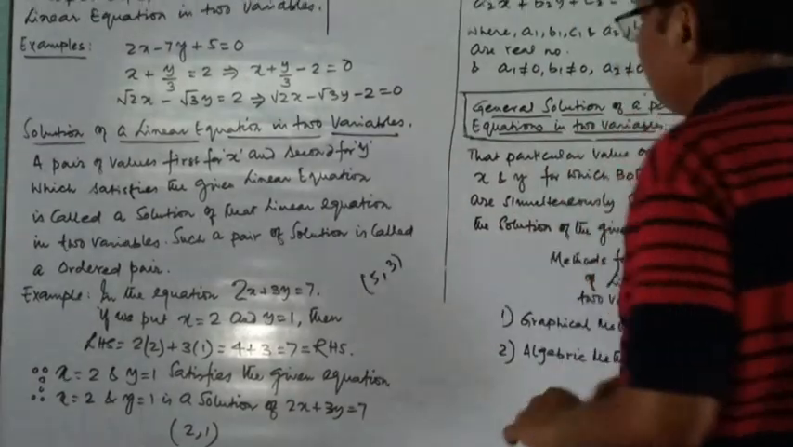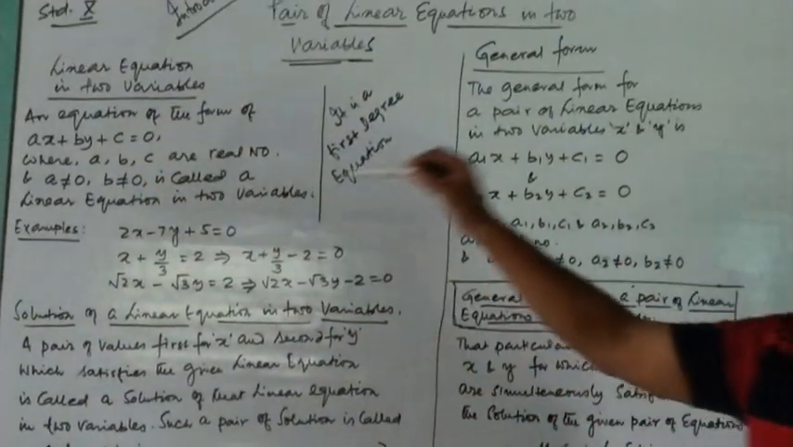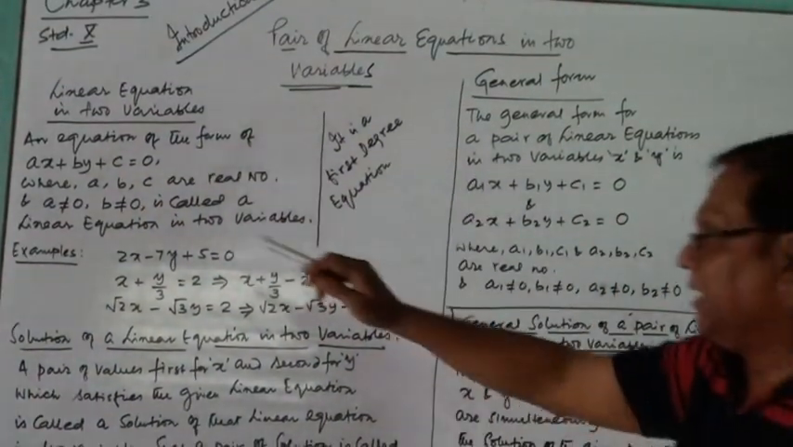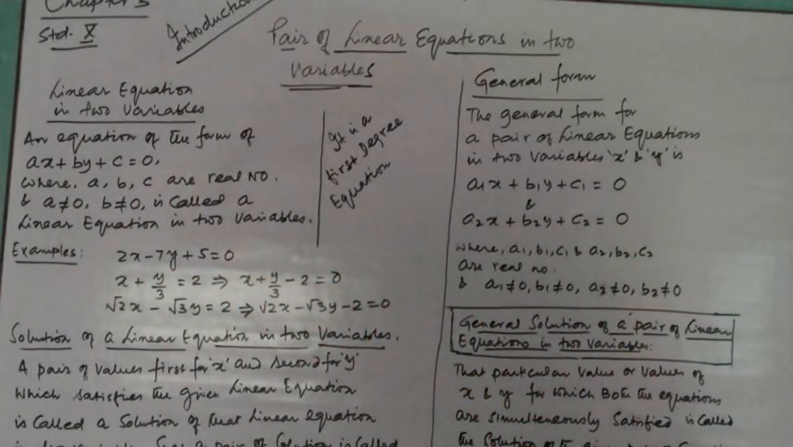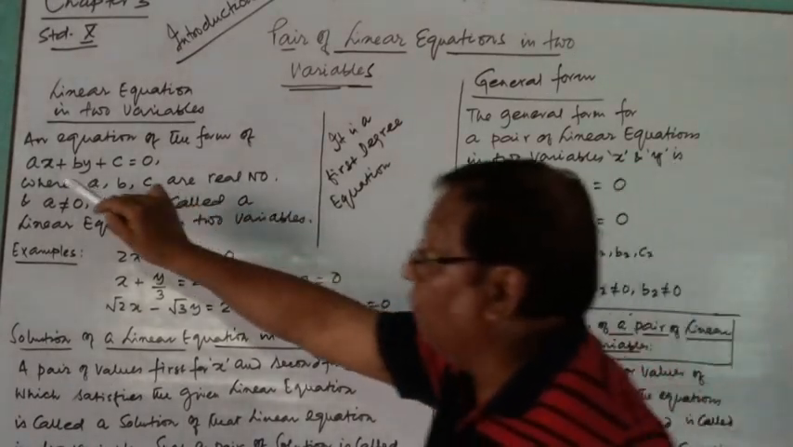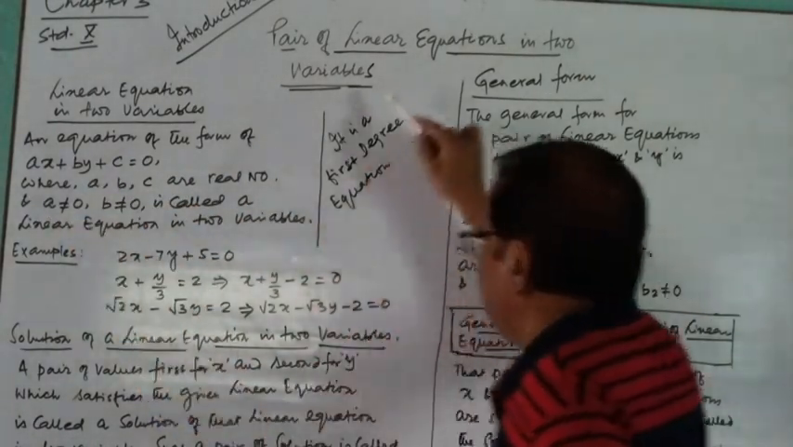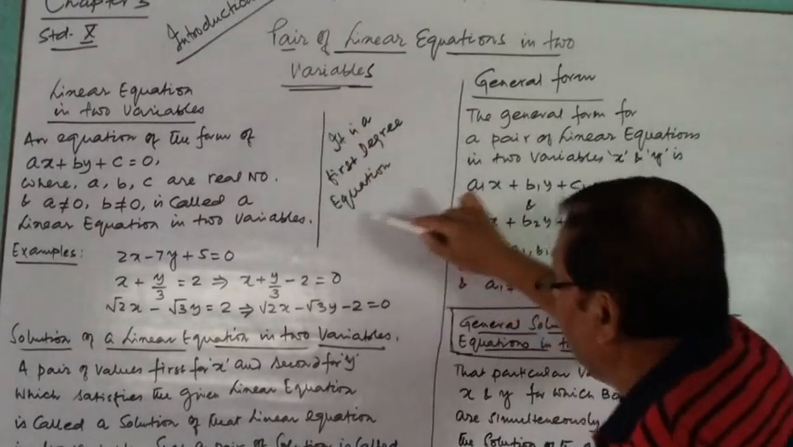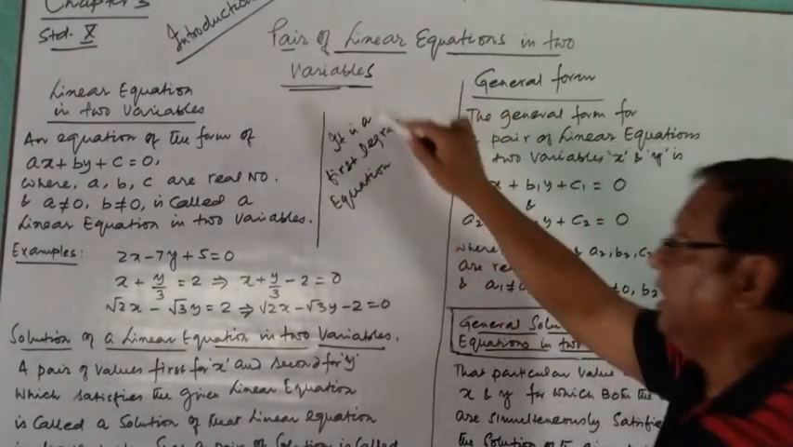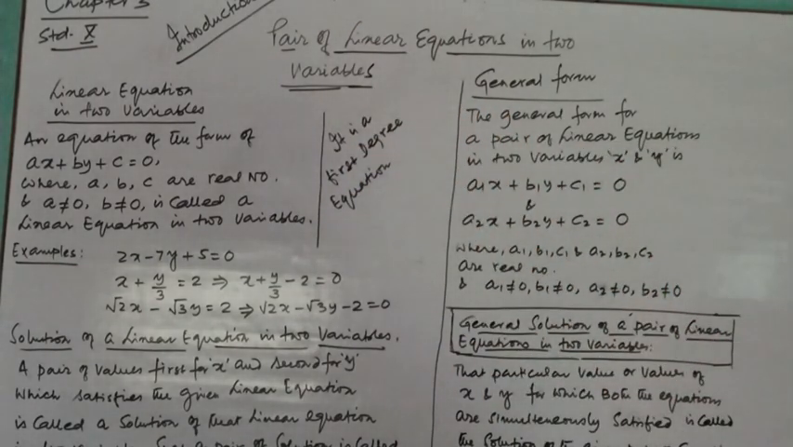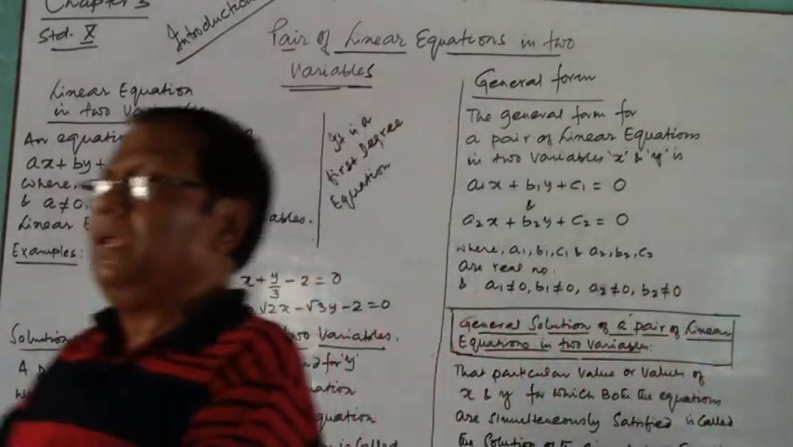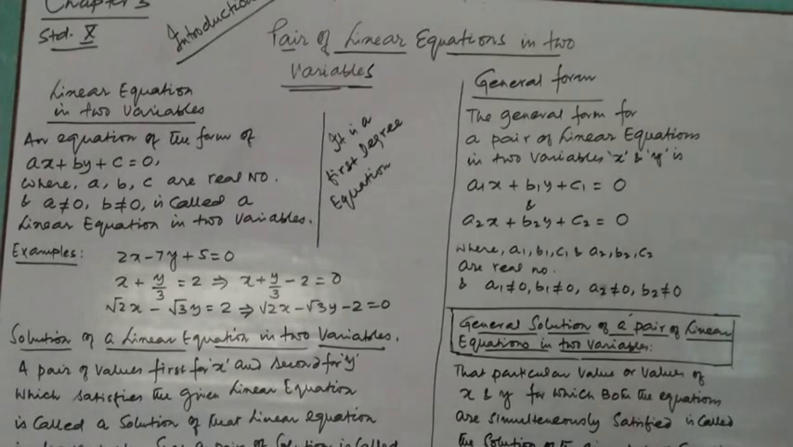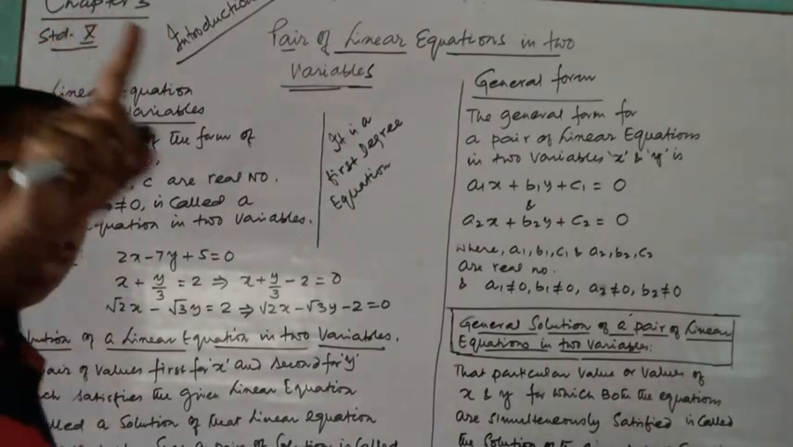Now, here I would like to tell you one thing: ax plus by plus c equals 0 is a linear equation in two variables, and it is of degree 1. So remember, any first degree equation is called a linear equation. What is the meaning of first degree equation? The power of the variable should be 1.